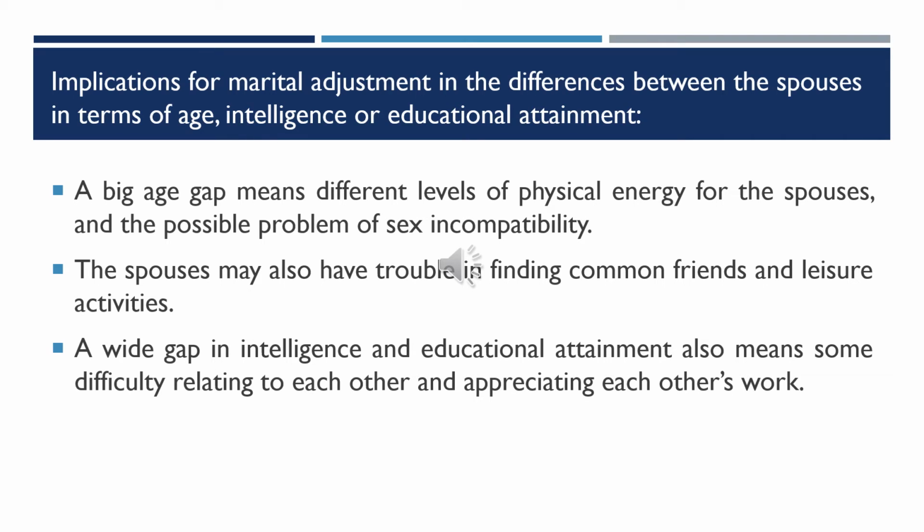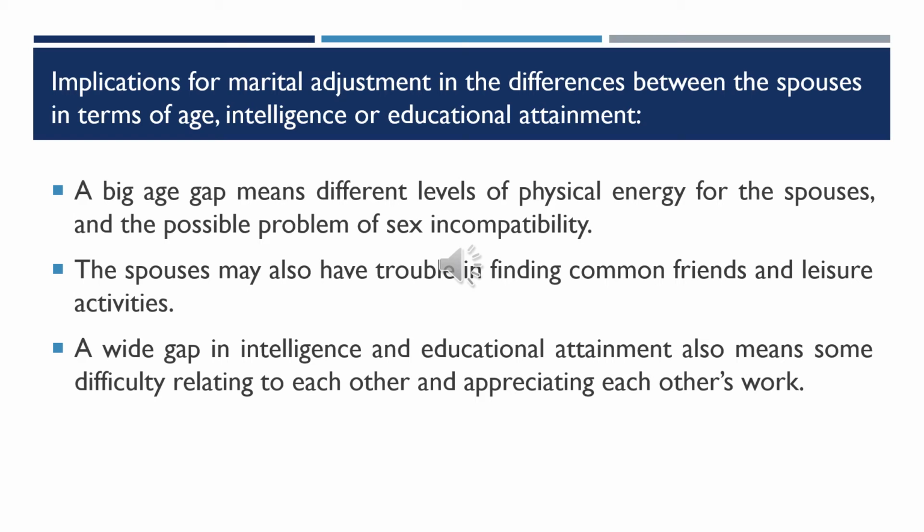Next, may mga implications for marital adjustment in the differences between the spouses. May pagkakaiba ang mag-asawa hindi lang sa lahi, gaya ng nabanggit natin kanina, kundi in terms of age, intelligence, or educational attainment. Yan yung mga madalas pagkakaiba ng mag-asawa. So there's a big age gap, means different levels of physical energy for the spouses. Kung sino yung mas bata, siya yung mas malakas. And the possible problem of sex incompatibility.